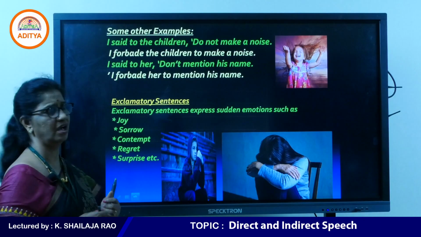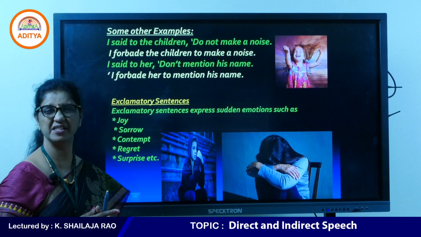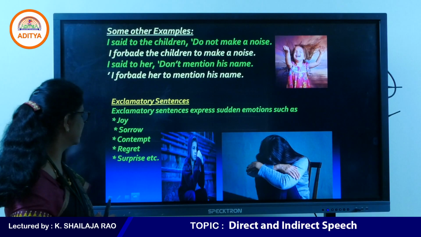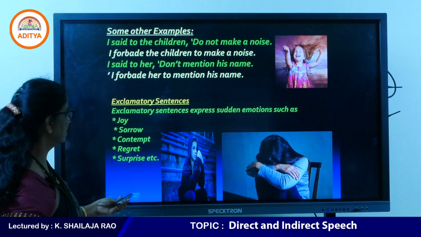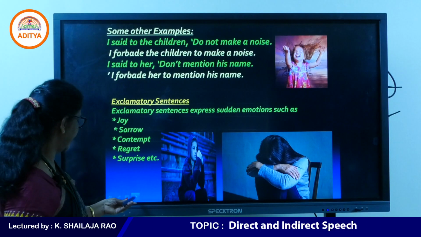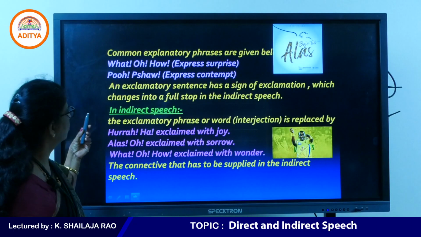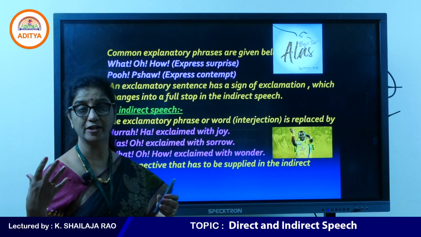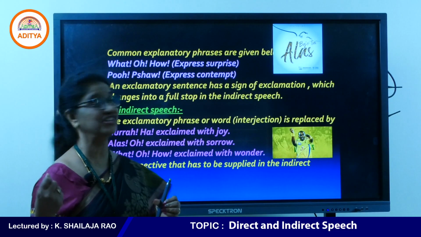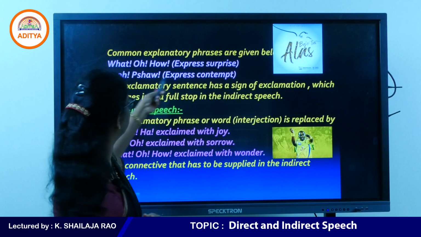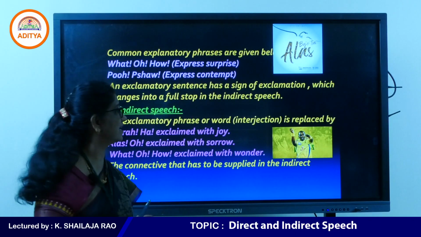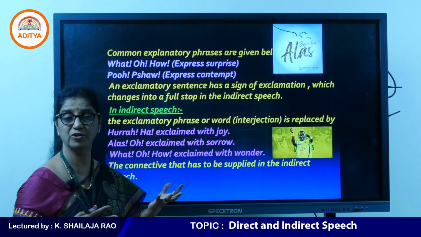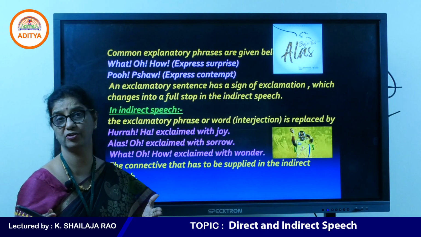Or sorrow: "Alas, I just missed the bus." Or regret, or surprise. So when you use these emotions in indirect speech, how do you use them? "What," "oh," "how" are used to express, "Wow, what a beautiful flower." She said she was surprised and said, "What a beautiful flower." Or she was surprised to see a beautiful flower.